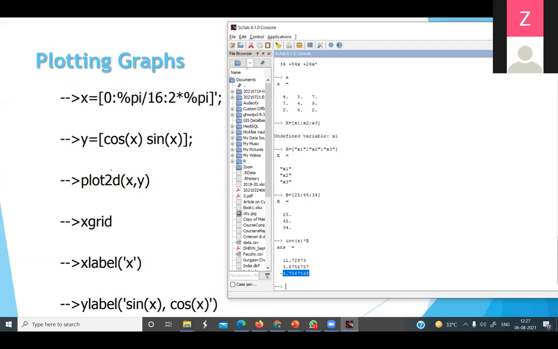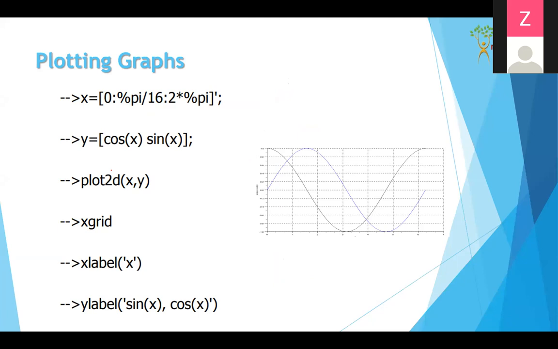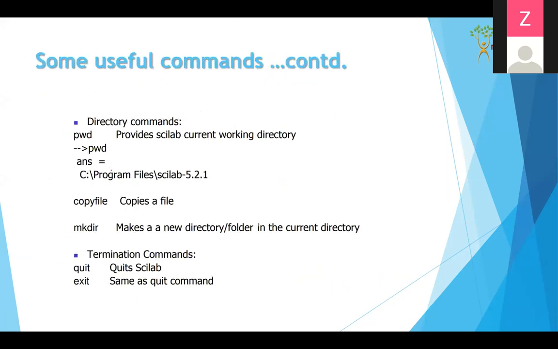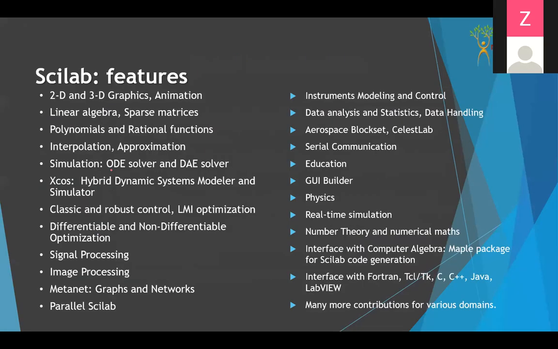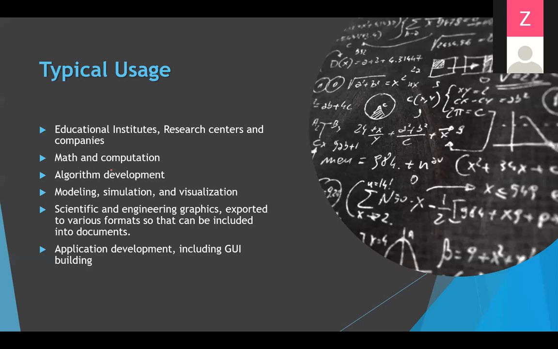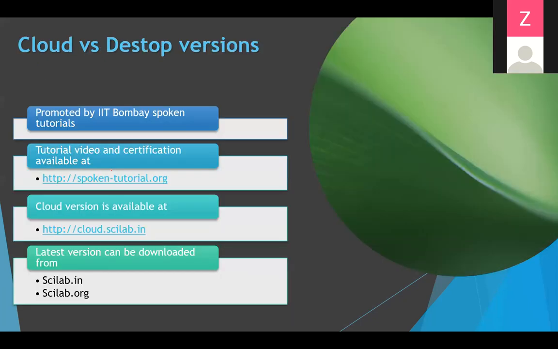Okay, before moving to the graph plotting, I have been moving very fast. Let me share with you whatever we have discussed so far. We started with the functionalities of Scilab features, the kind of graphs which can be plotted, the typical usage which is available using Scilab. It can be downloaded free of cost from scilab.in or scilab.org. Then you need not even install it on your desktop. It's also available in the cloud format on this link, cloud.scilab.in.